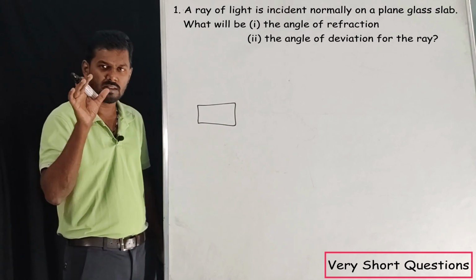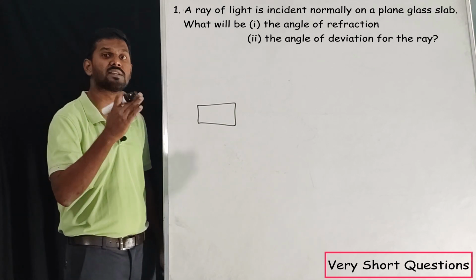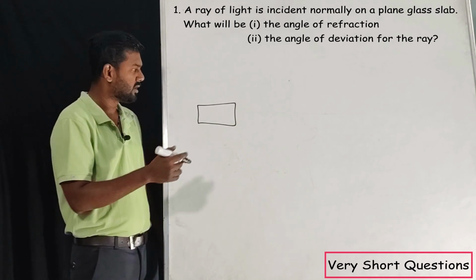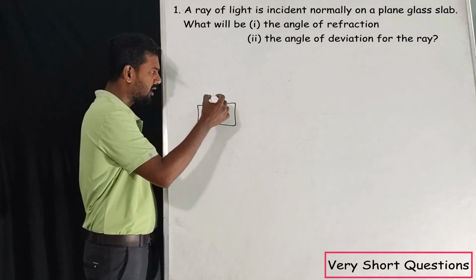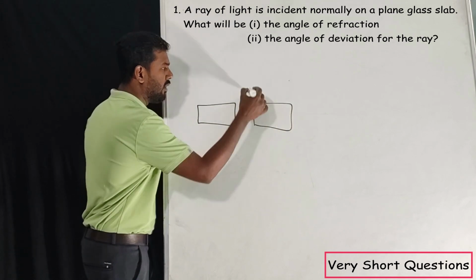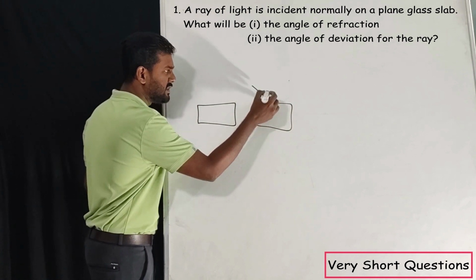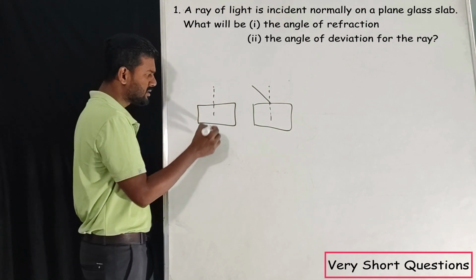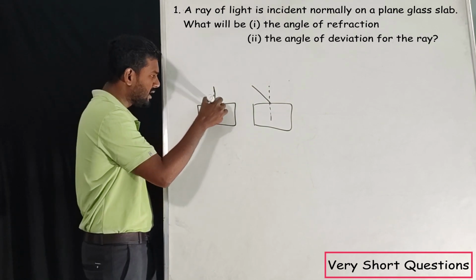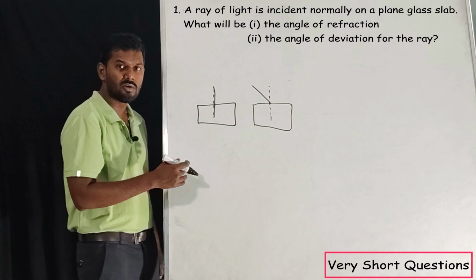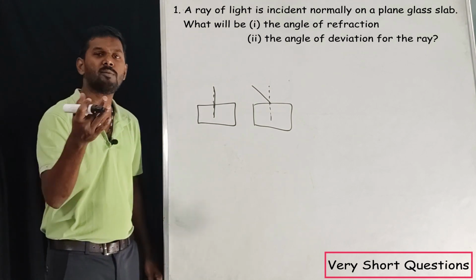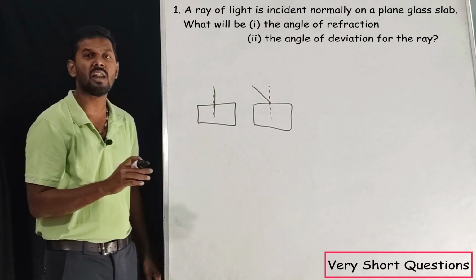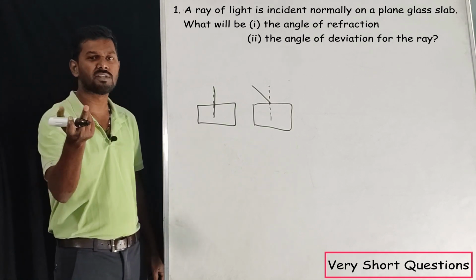What do you mean by that? That means the incident ray is on the normal. The incident ray is always drawn like this, this is the incident ray and this is the normal, correct? But they are telling us that the ray is incident on the normal only. So what will be the angle? If the incident ray is on the normal, the angle of incidence will become 0.